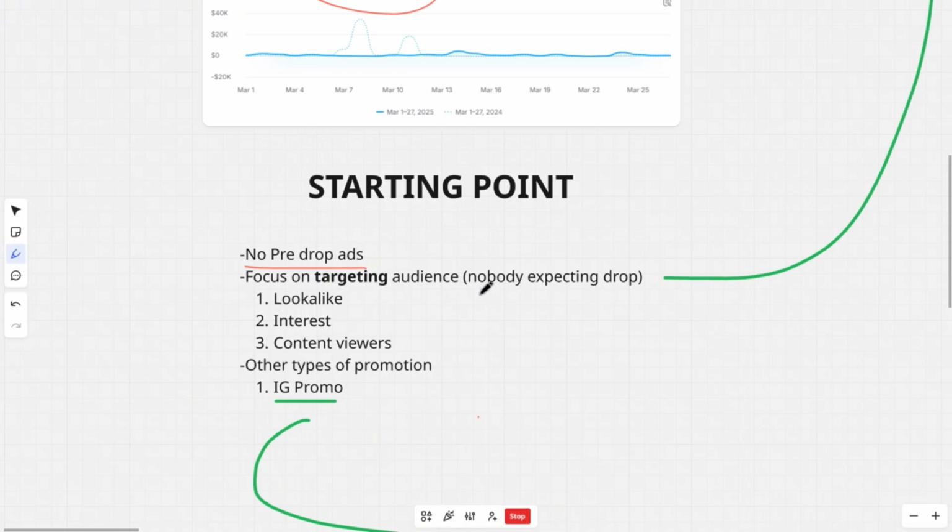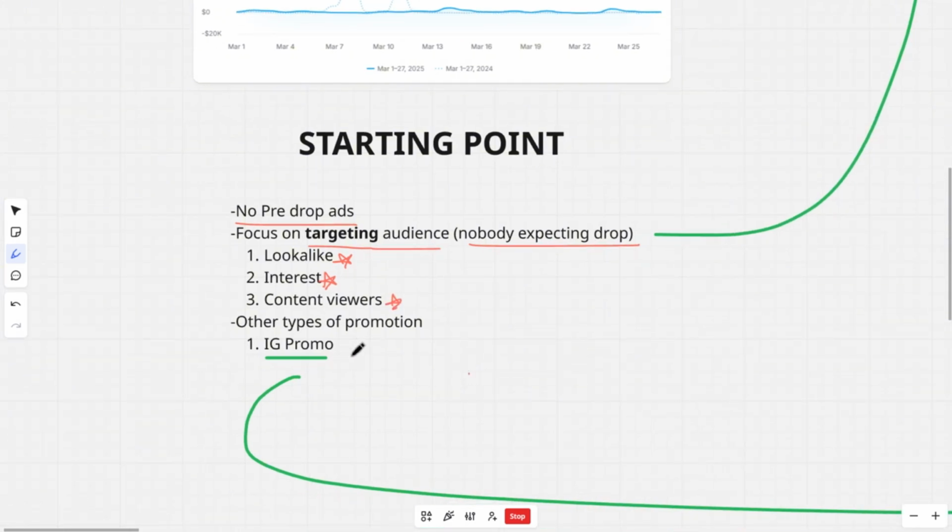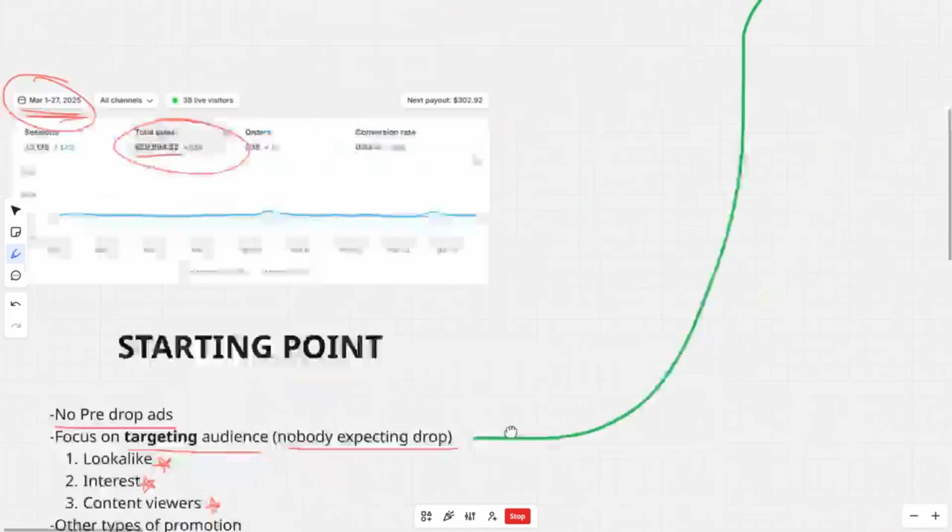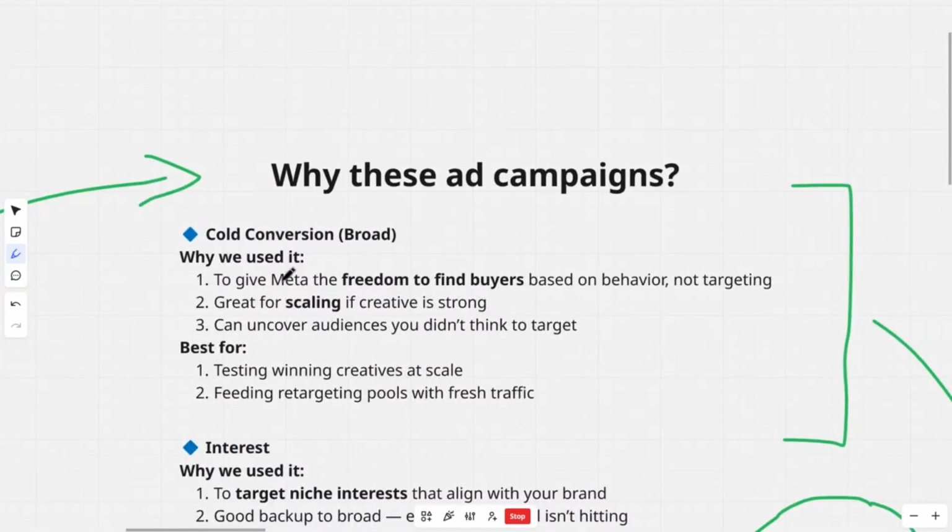Because nobody's expecting this drop, I have to focus on targeting an audience that I know is going to purchase, which in this case I used lookalike audiences, interest stacks, and content viewer retargeting. Another type of promotion we did was Instagram promo, so basically just paying or asking other Instagram pages to post your product to their audience. And I'll explain why that's so important in just a minute.